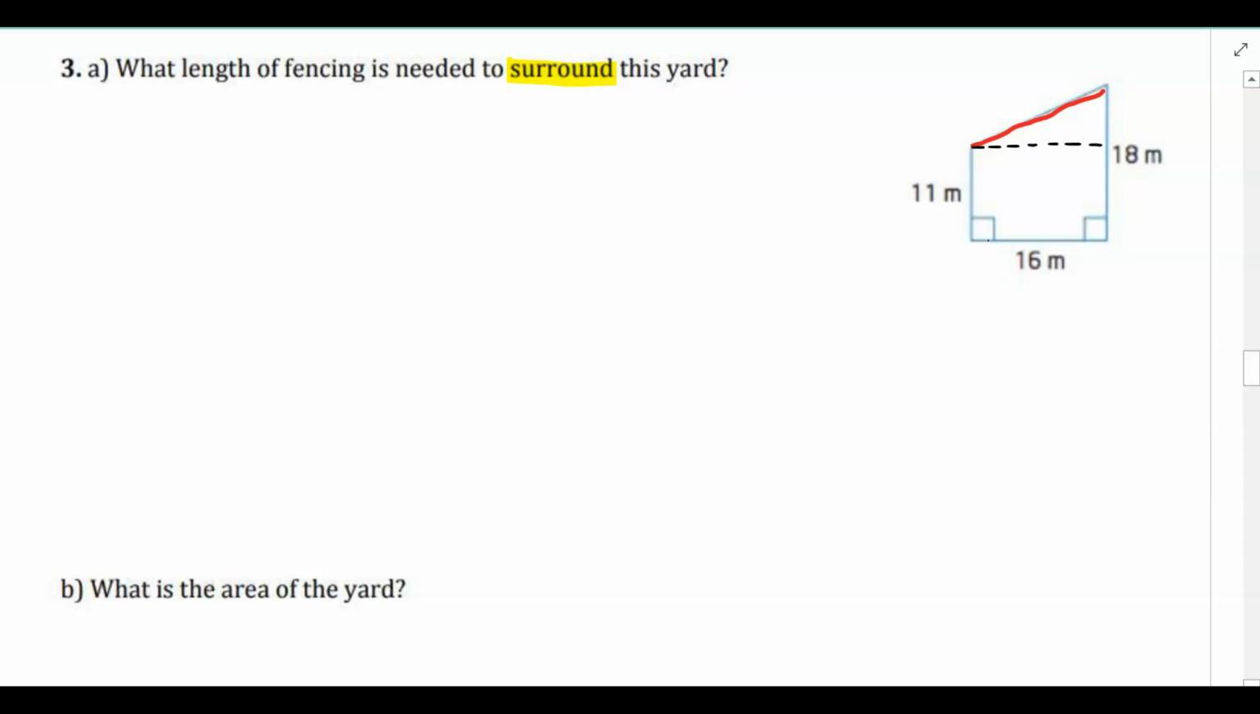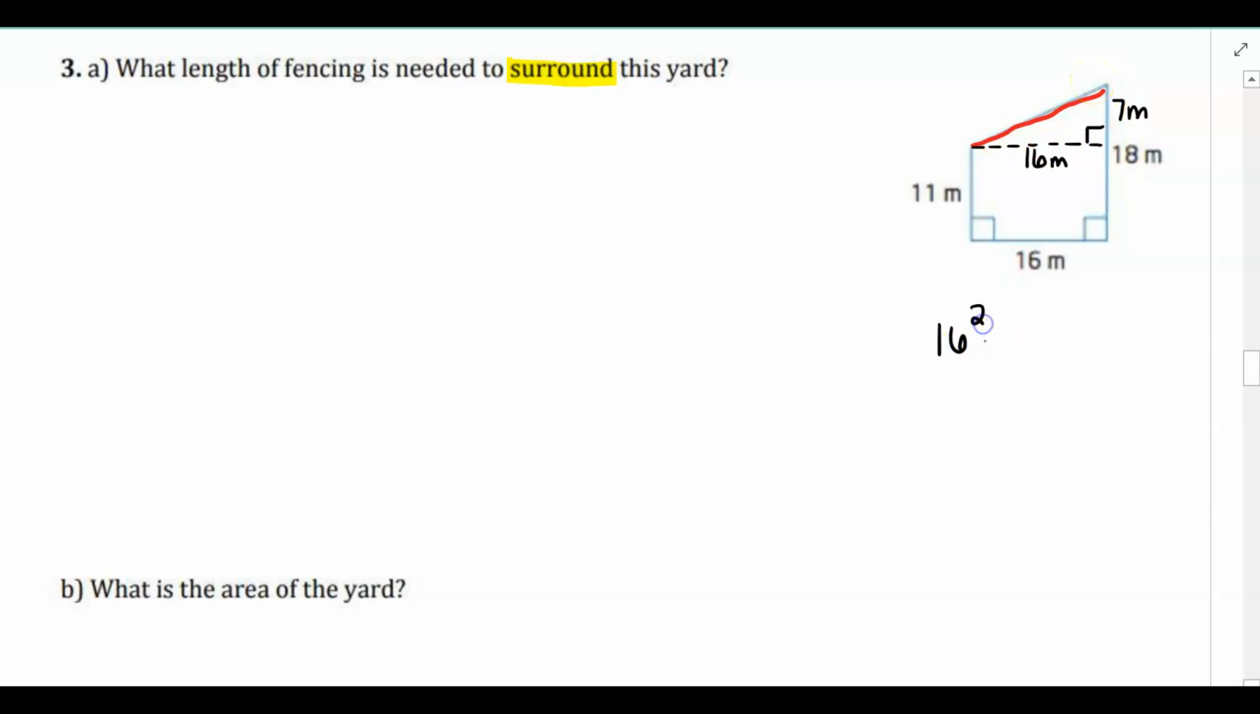I know it's a trapezoid, but I can't find a side of the trapezoid like that. So if I do split it into a rectangle and a triangle, I can. Because if this is a right triangle, if this side is 16 and this side is 16, if this is 11 and this whole thing is 18, that means this portion up here is 7. Then that tells me I can use the Pythagorean theorem, like in a previous problem, to find that hypotenuse.